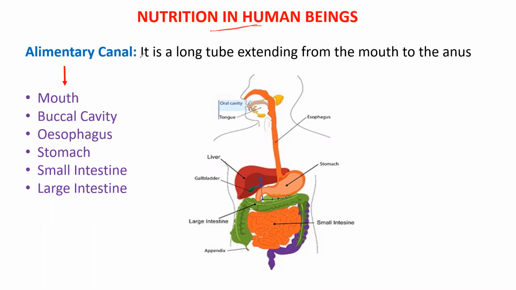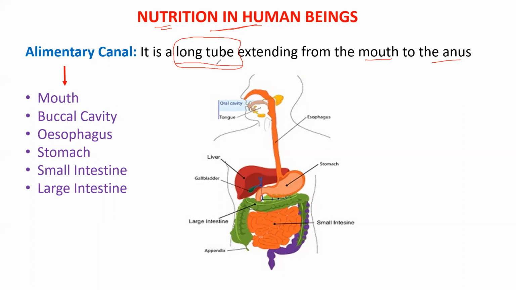Now we'll see how nutrition takes place in human beings. Nutrition means all the five steps. All the five steps are nothing but ingestion, digestion, absorption, assimilation, and egestion. Those five steps take place in a long tube, which extends from mouth to anus. In this long tube, the complete nutrition takes place.